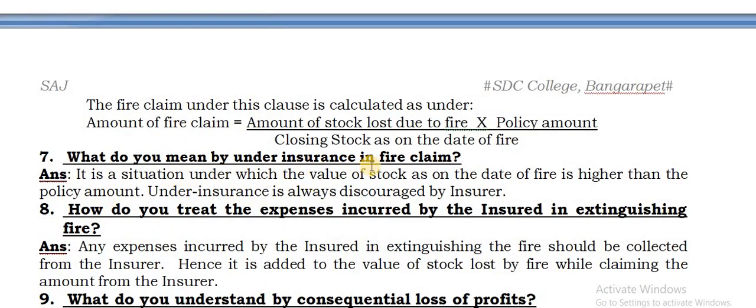Then what do you mean by under insurance in fire claim? See, under insurance again, what is this? When the closing stock, that is the value of stock as on the date of fire, is higher than the policy amount. That means the policy amount should be lower and the closing stock value should be higher. If the stock value is higher and the policy amount is lower, then we call it under insurance.